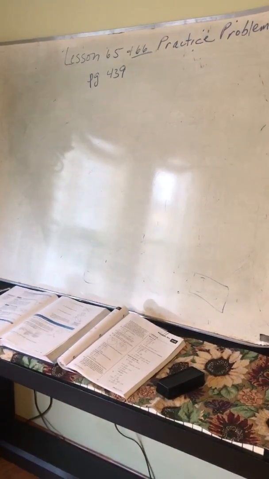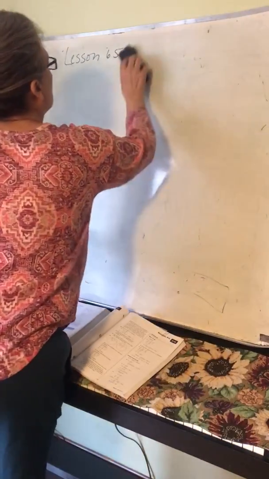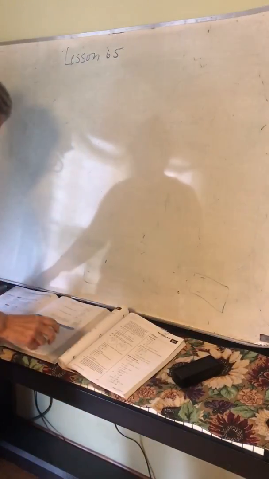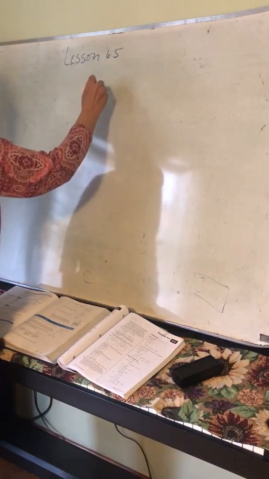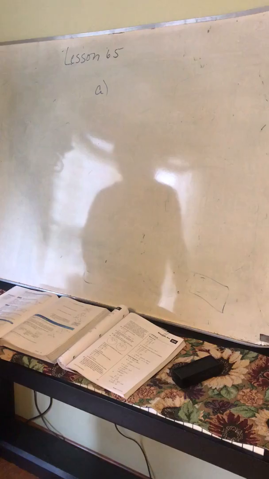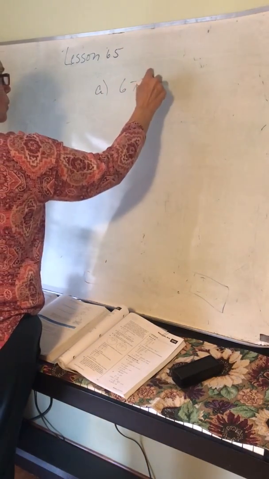Okay, this is lesson 65, practice problems. I'm going to be doing those for you. These are your homework problems. A, on lesson 65, what you're going to do is set these two equal.